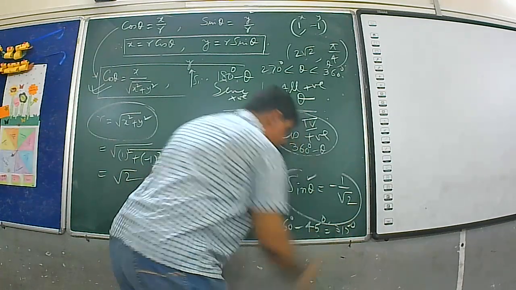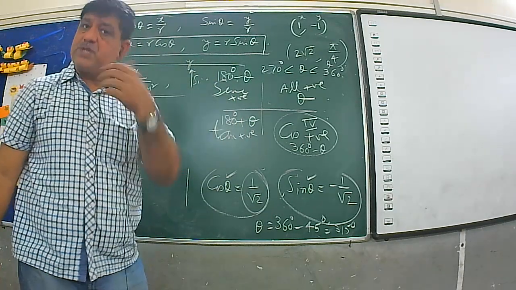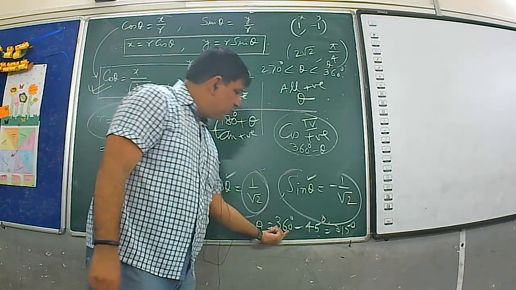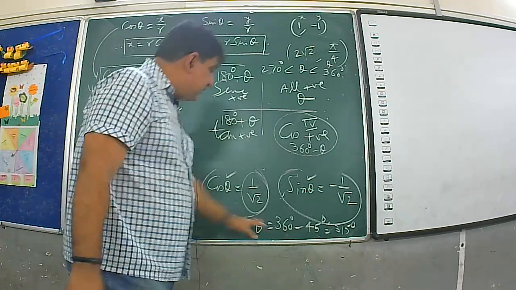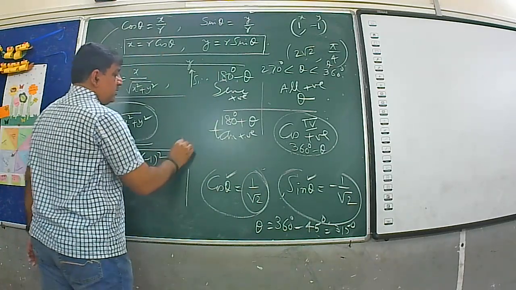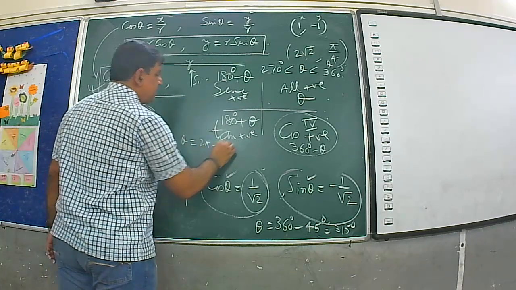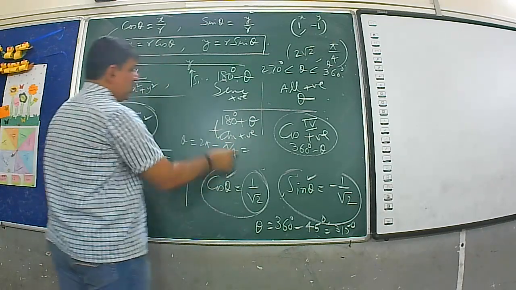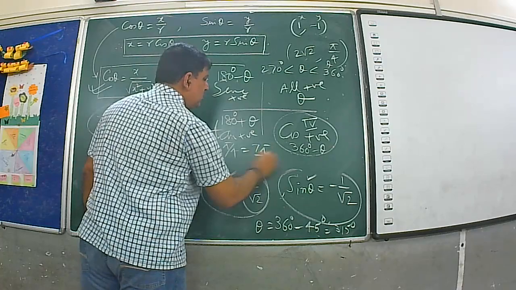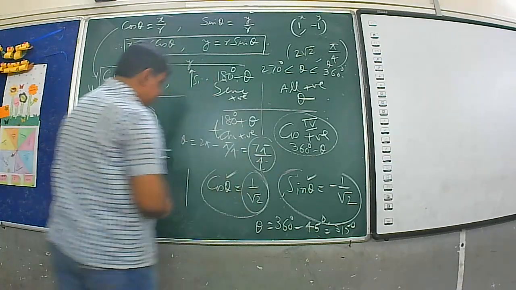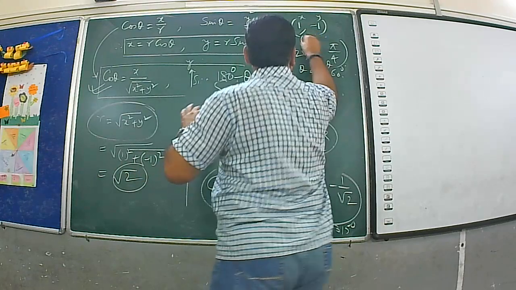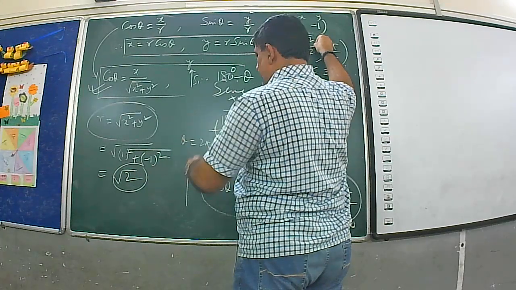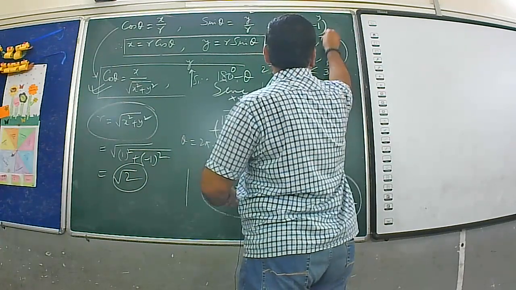You can write this value in terms of pi also, that is 2 pi minus pi by 4, and you can simplify it. Then this theta becomes 2 pi minus pi by 4, that is 7 pi by 4. So theta is 7 pi by 4, r is root 2. So the polar coordinates of this point will be root 2 comma 7 pi by 4.